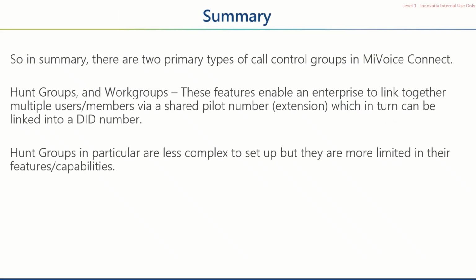So in summary, there are two primary types of call control groups in the My Voice Connect system. These are hunt groups and work groups. Both of these allow you to link together extensions and users in your system such that these grouped users and extensions can have a shared virtual extension that in turn can be connected into a DID number. Hunt groups themselves are less complex to set up. However, they are more limited in terms of the features that they offer.